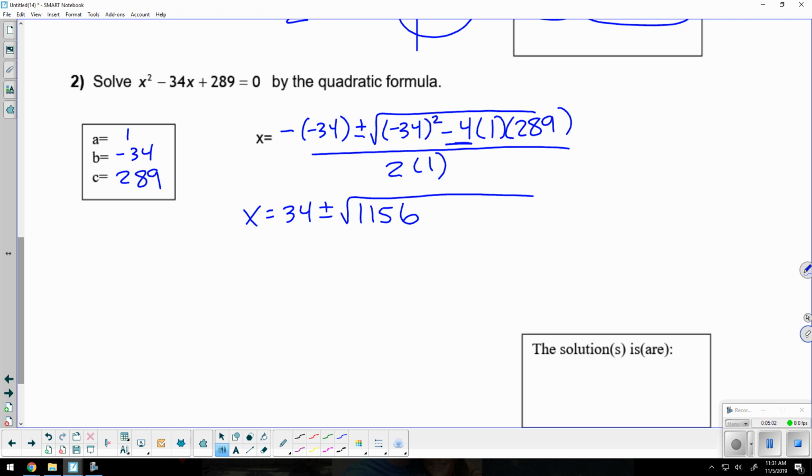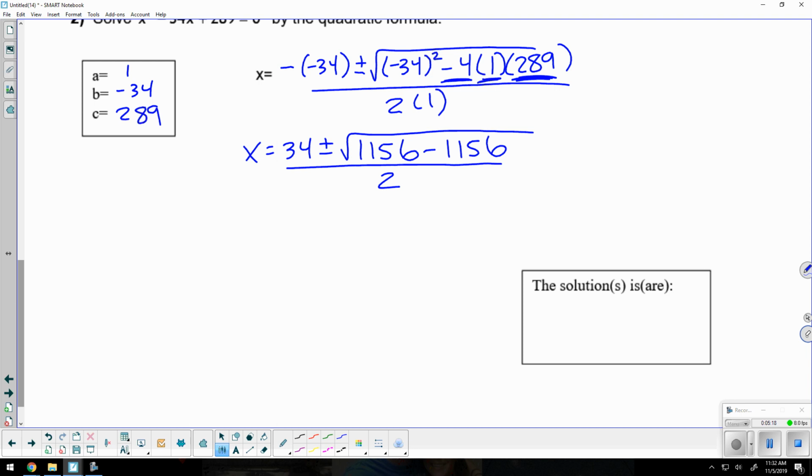And now negative 4 times 1 times 289 will be negative 1,156. 2 times 1 on the bottom would just be 2. Again, step by step, we're going to get this thing all the way solved through. So the next thing, underneath the radical, 1156 minus itself is obviously just 0.